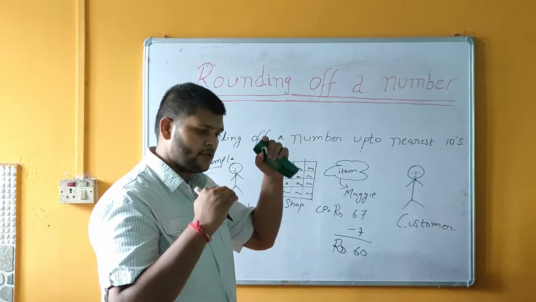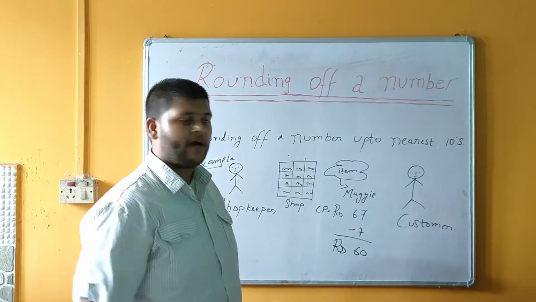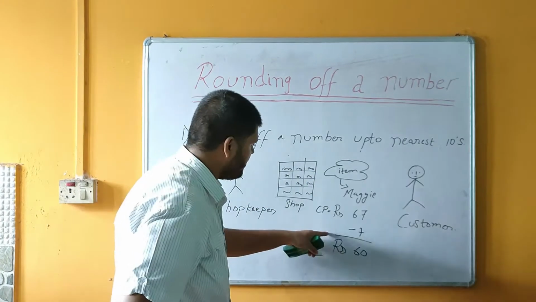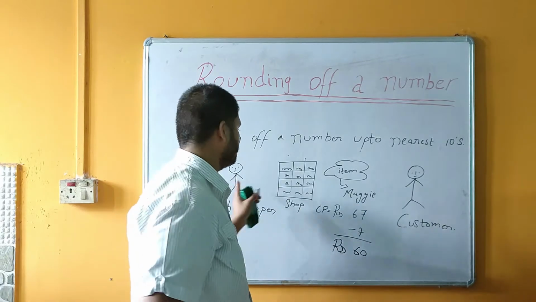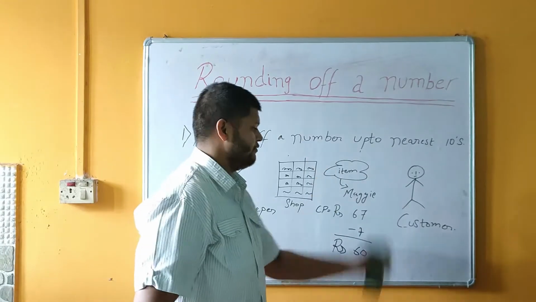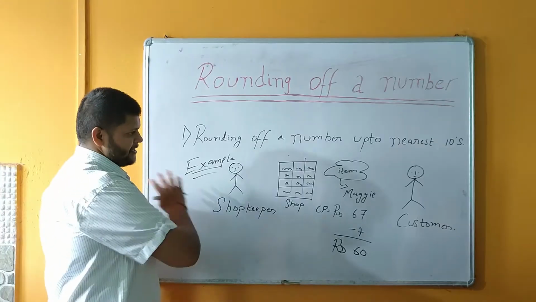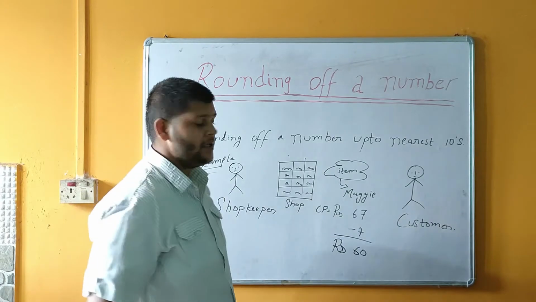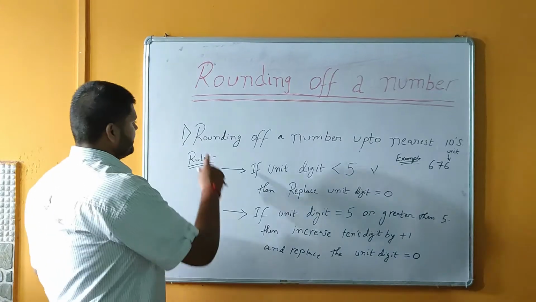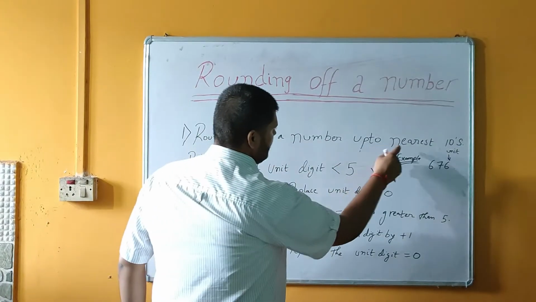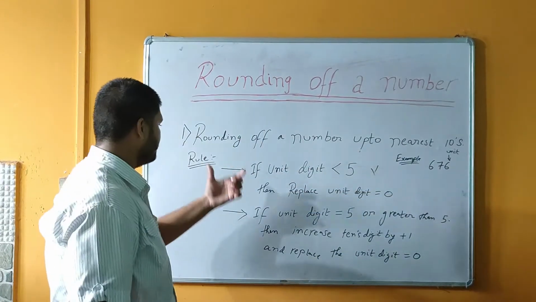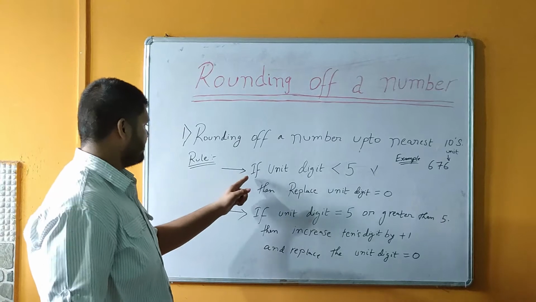Here you have some rules. Once you are familiar with that rule, you will be able to find out how much amount you will pay to the shopkeeper so that you can purchase this item Maggi. So I am erasing this and discussing first of all the rule. Alright guys, in order to understand this rounding of a number up to nearest tens, you have to take one example along with the rule. The rule is something like this.